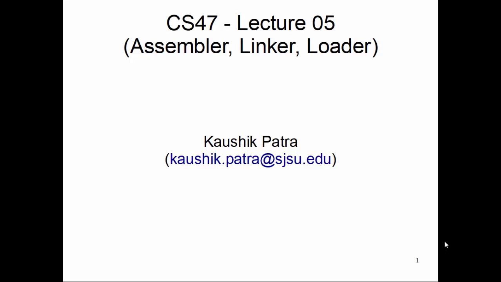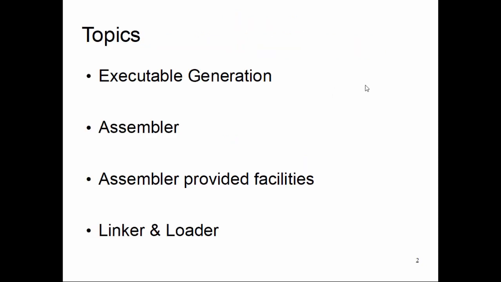This is lecture 5 of CS47 section 1. The topic is assembler, linker and loader. Basically, we'll be discussing a couple of concepts here. One is how the executables are generated, the overall top-level big picture we want to understand in that executable generation process. And then we'll discuss the assembler and the assembler-provided facilities.